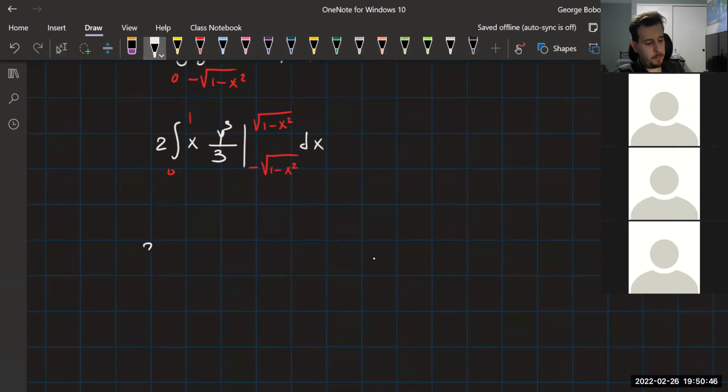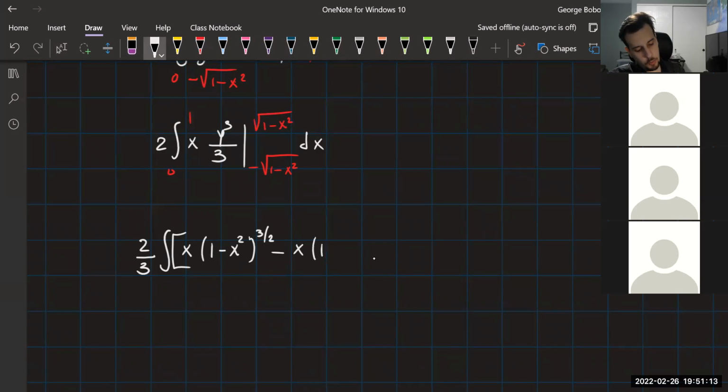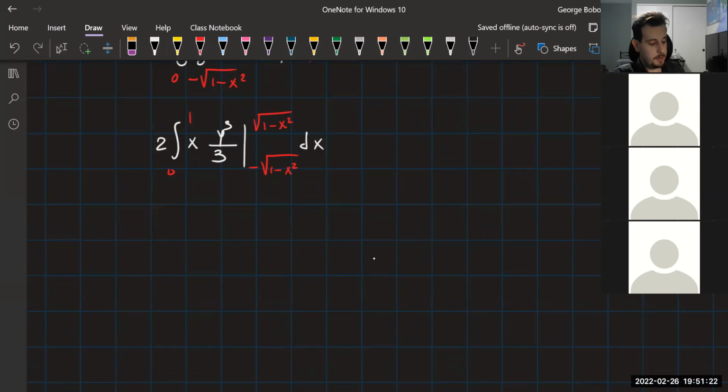Because now, I can keep on plowing through this, but look what I have to do. I'm going to distribute the bounds immediately. I have to do x times (1 minus x squared) to the 3 halves, minus x times 1. I have to be really careful here because this is even. I forgot, this is actually even. That's an improvement.